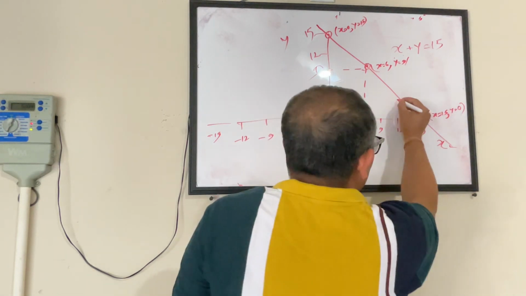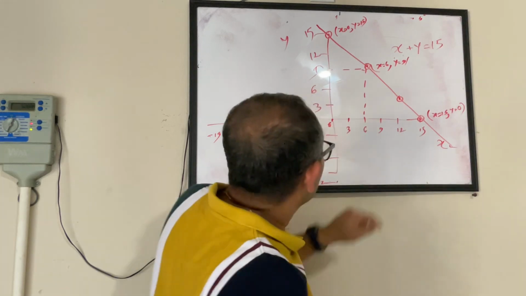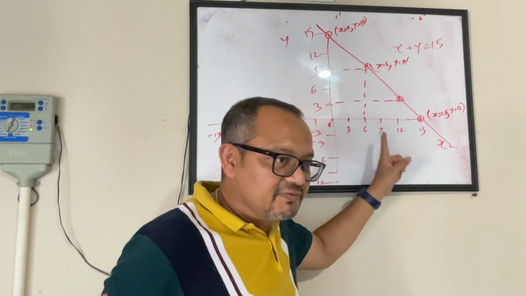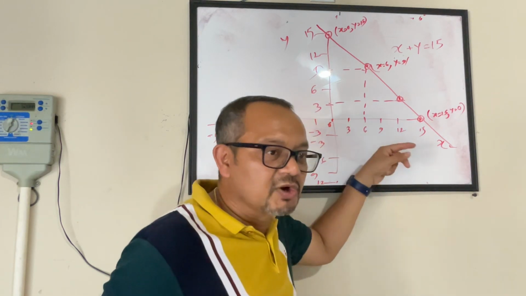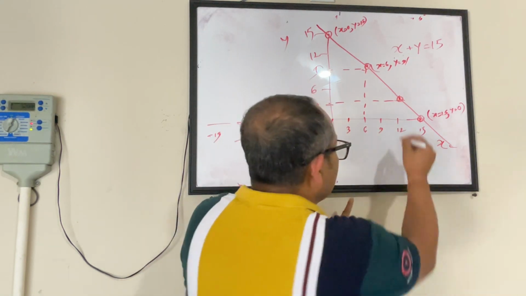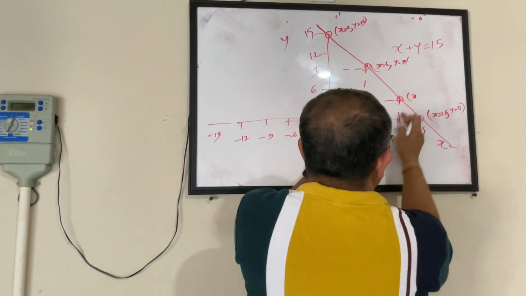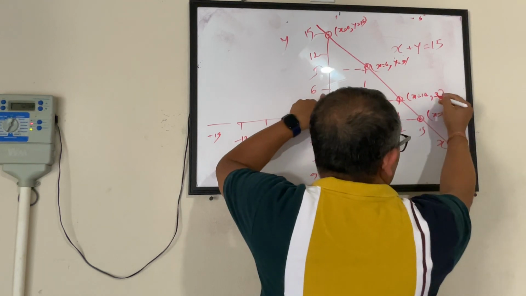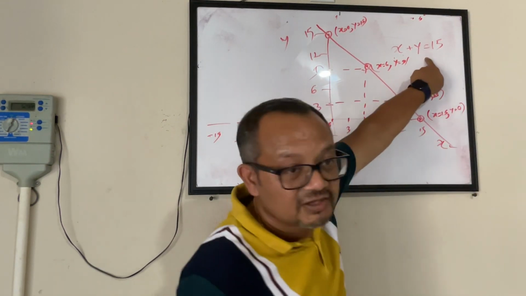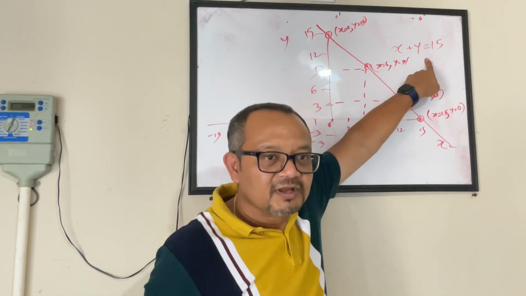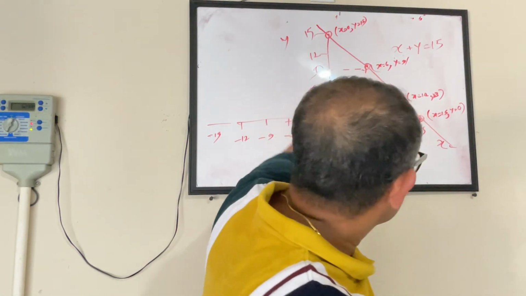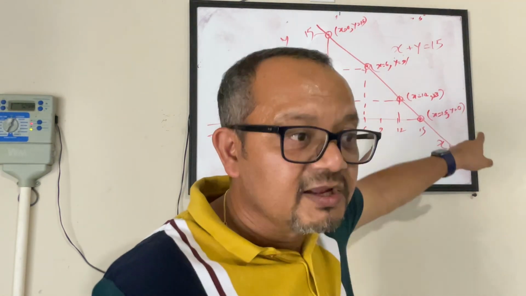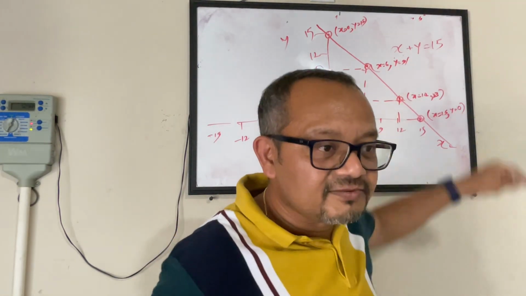Now, let's pick up this point. See again, not well aligned. If you use a graph paper, it will be more accurate. But see, 12 and 3. What is the value of x? Value of x is 12 and value of y is 3. Add them together. You got 15 again. So, what is happening essentially is, you just use 2 points to join this line, but any point that you pick up on this line, that will satisfy this condition.